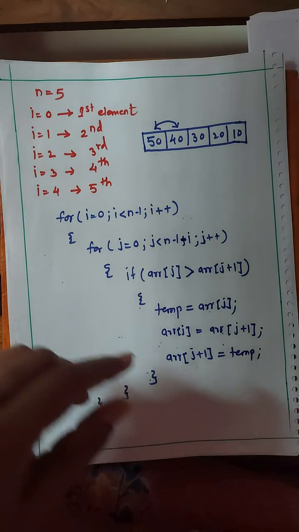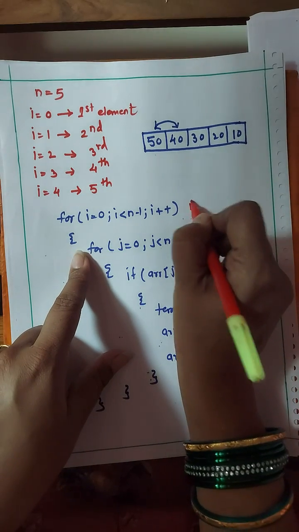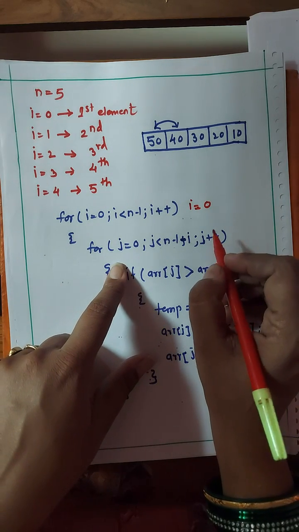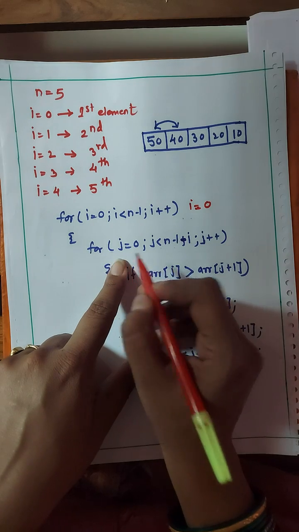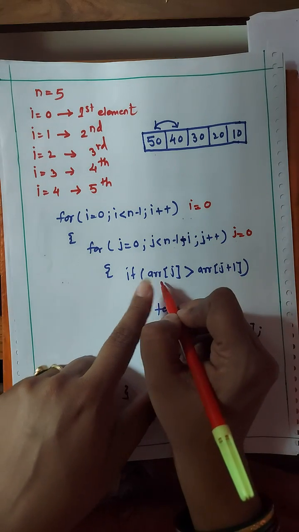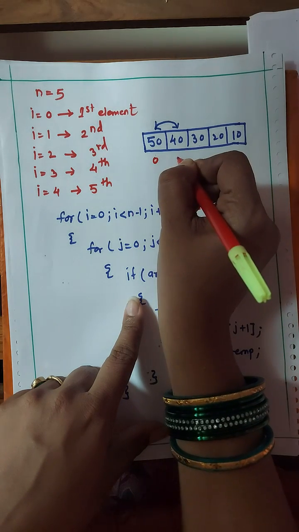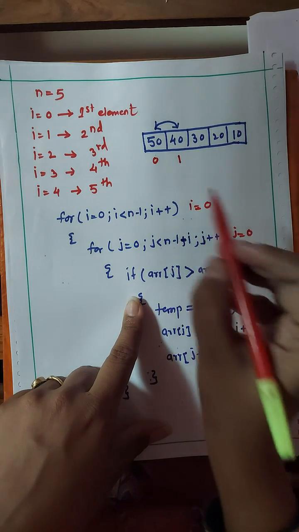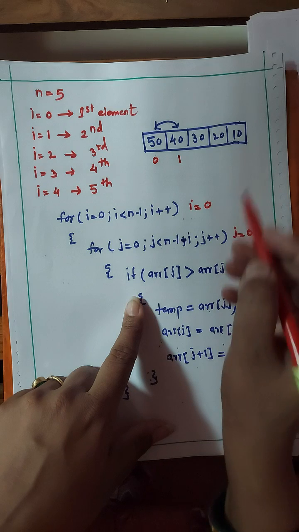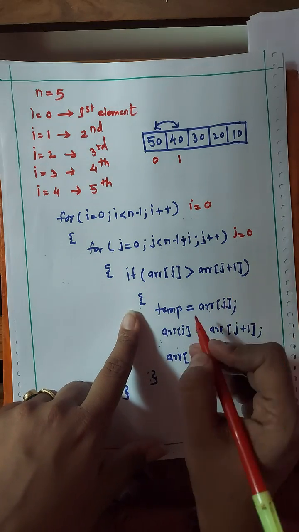So friend, suppose first the elements are 50, 40, 30, 20 and 10. What is the value of I? Initially I equals 0. Now it will come into the inner for loop. Here j equals 0 again. Now it checks ARR of j, that means ARR of 0, and ARR of j plus 1. It checks if 50 is greater than ARR of j plus 1. Yes, it is greater, so it will be swapped.